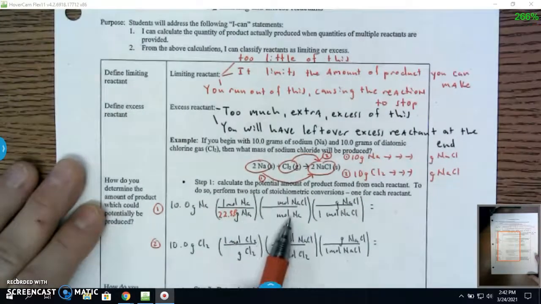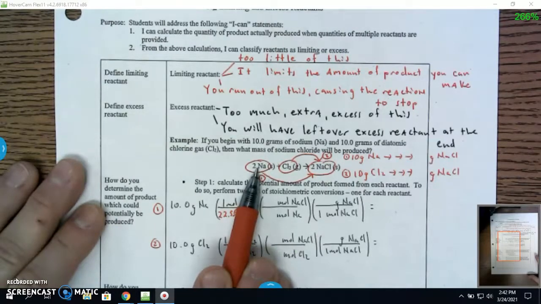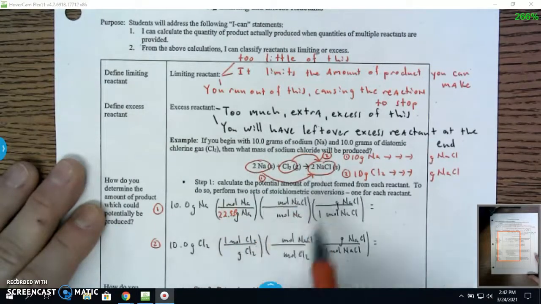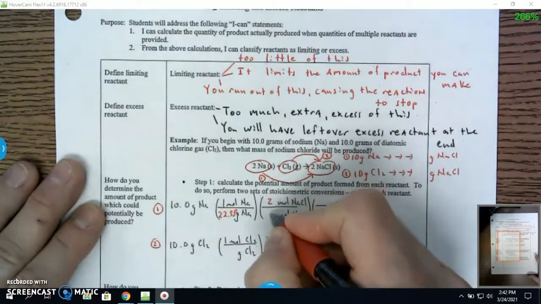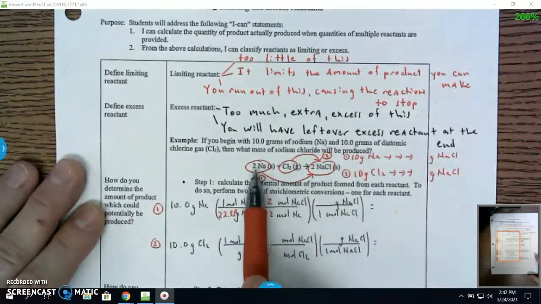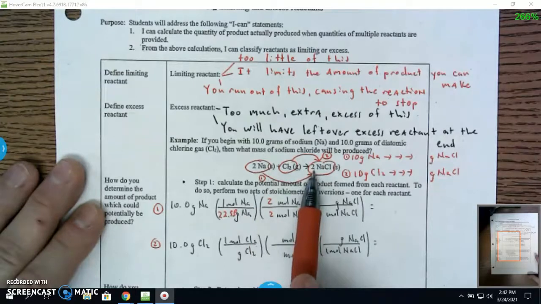Right here we need the mole ratio of sodium to sodium chloride, but because we've used this problem-solving strategy right up here, we can see that there's a 2 to 2 mole ratio because the coefficients in front of each chemical is a 2.